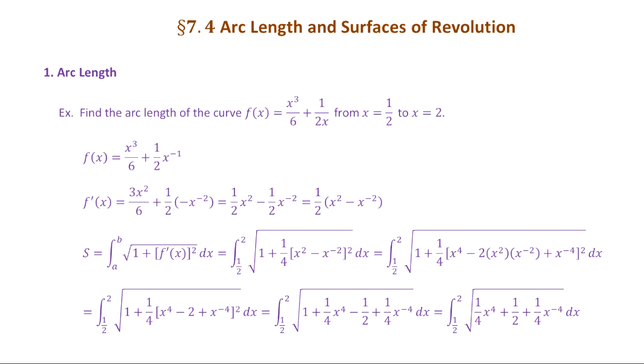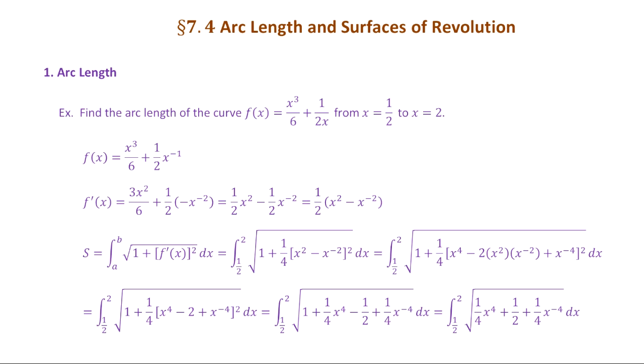You got two terms in the cross term, remember, when you square it. But x squared times x to the negative 2 is just 1. So that becomes 1 plus 1/4 times x to the 4th minus 2 plus x to the negative 4. There is no square in here. I'm sorry, there's a typo in here. I don't know why I put the square in here and in the previous step.